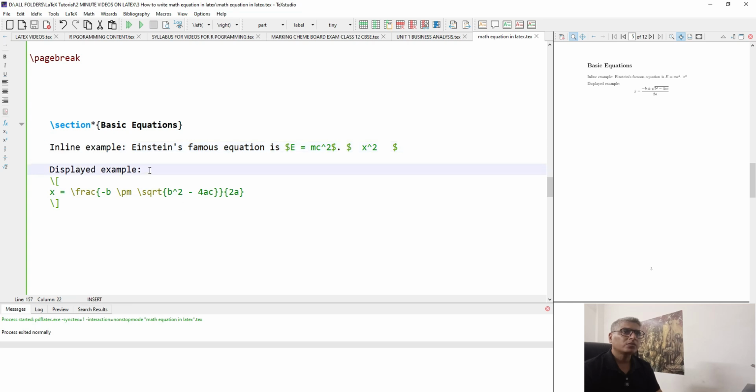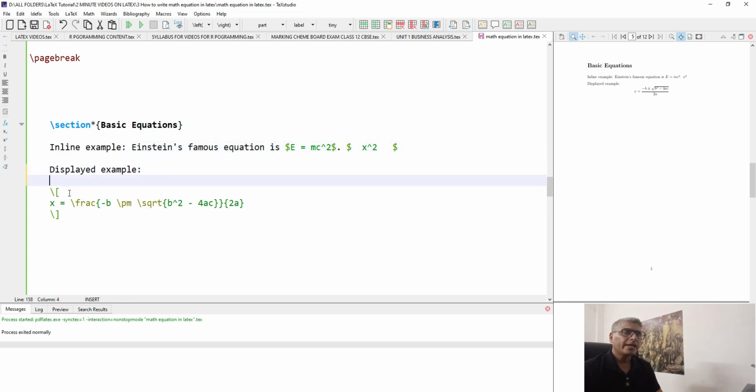Now let's understand the displayed example. We have another mathematical mode, or you can say mathematical equation environment, where we use a slash and the square bracket, or the large bracket itself. In between these two brackets, if you write any equation, for example, we have written x equals \frac{-b \pm. \pm is used for the plus-minus symbol.